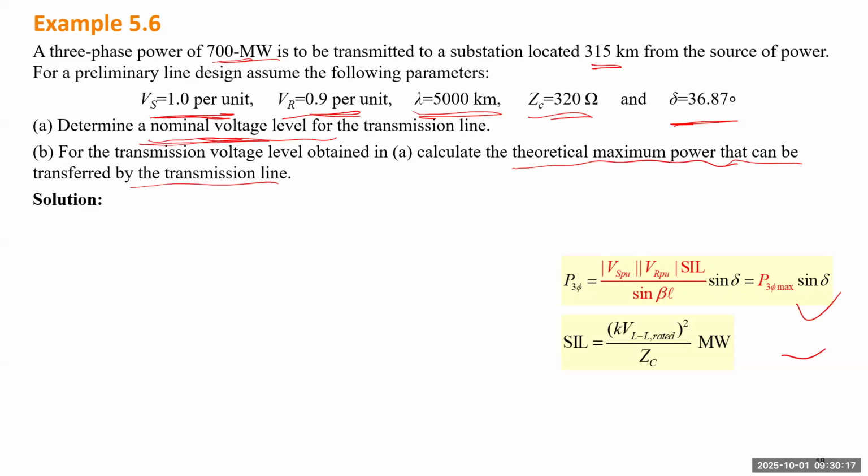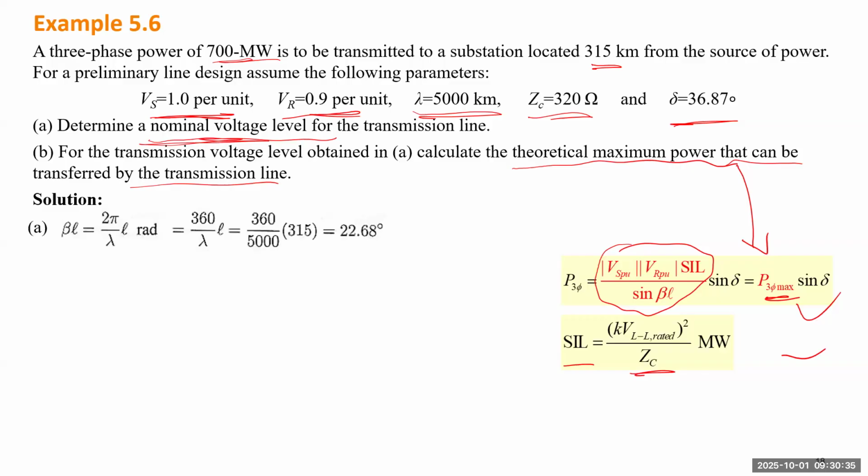Okay, so basically we're going to utilize those two formulas. The first formula is about the power, and this right coefficient is just the theoretical limit. Surge impedance load can be calculated based on the rated voltage squared divided by the surge impedance. So first, beta L is defined to be 2 pi divided by lambda multiplied by the length of the line. So if we already know lambda, we can just plug in the lambda. This 360 is just the 2 pi in degrees, because here we want to get the angle in degrees, which will be 22.68 degrees.